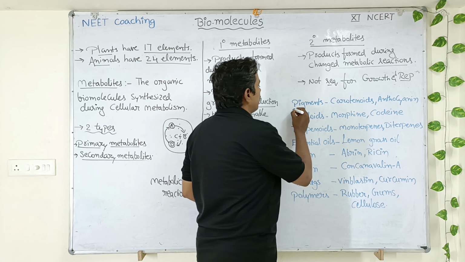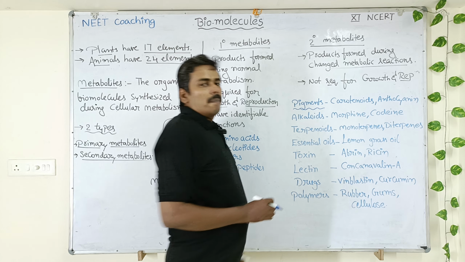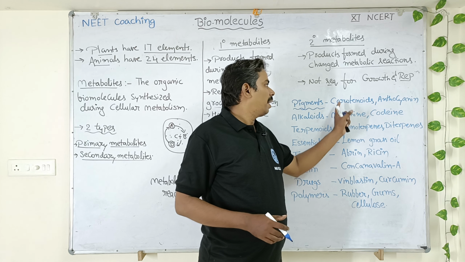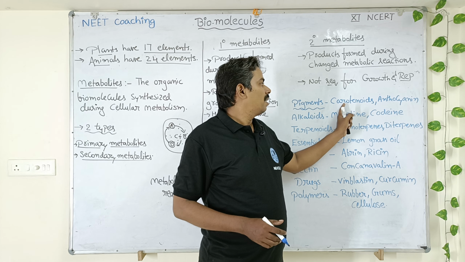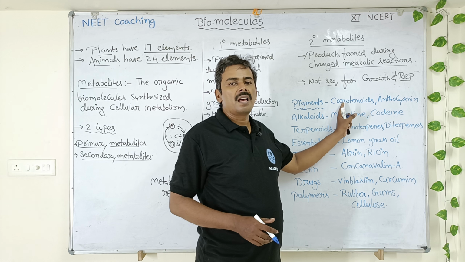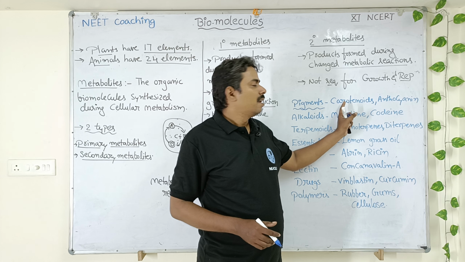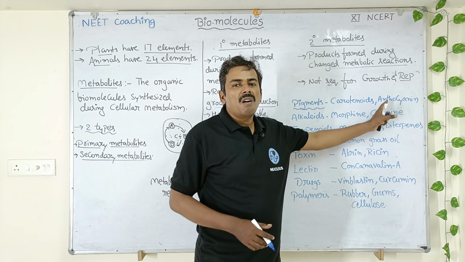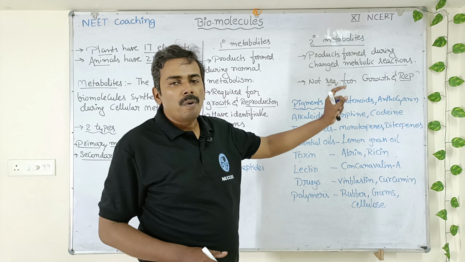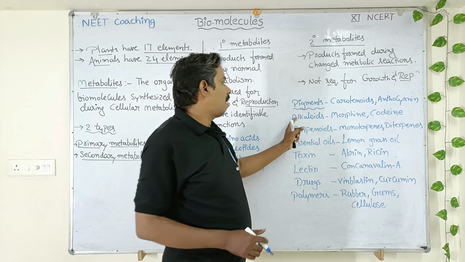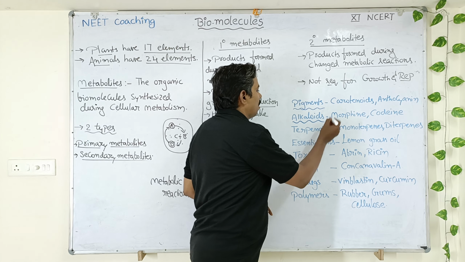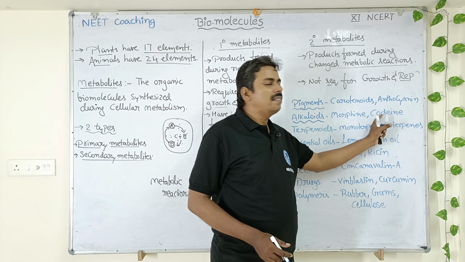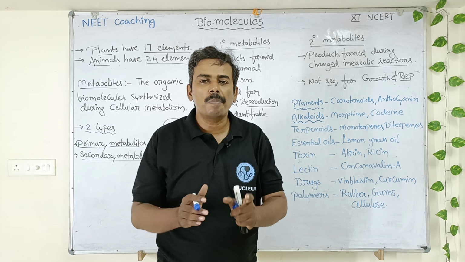First is pigments. Pigments are colored molecules. They impart color. Okay. Carotenoids. These are the photosynthetic pigments that are present in plastids of plant cells. Anthocyanin is a non-photosynthetic pigment which will impart color to the plants. Okay. Next, alkaloids. Alkaloids are compounds such as morphine and codeine. They are produced by a plant called the poppy plant.